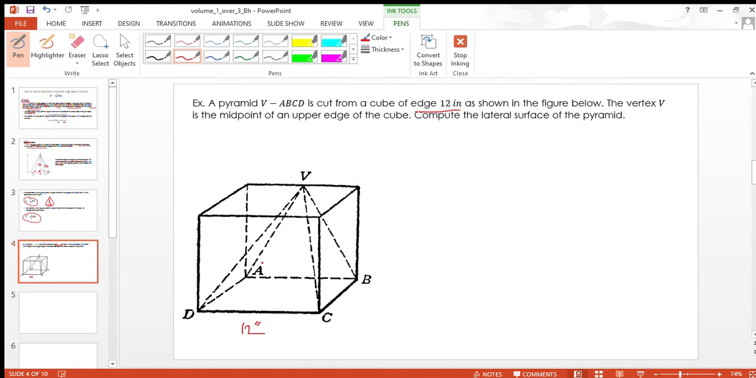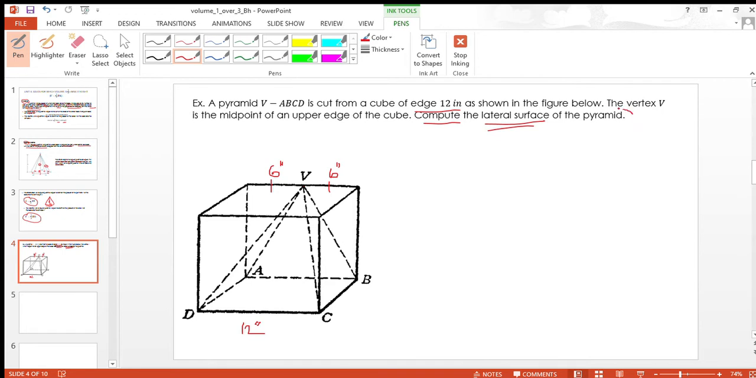The vertex V is the midpoint of an edge of the cube. So V is the midpoint, meaning it divides the edge into two equal parts. If the edge of a cube is 12 inches, then this must be 6 inches. This must also be 6 inches. And what do we need to compute? Compute the lateral surface area of the pyramid. That is what we want.